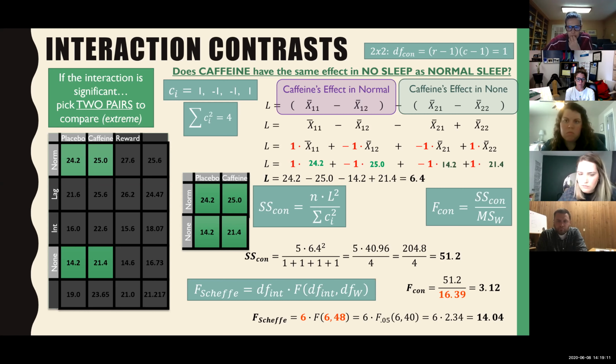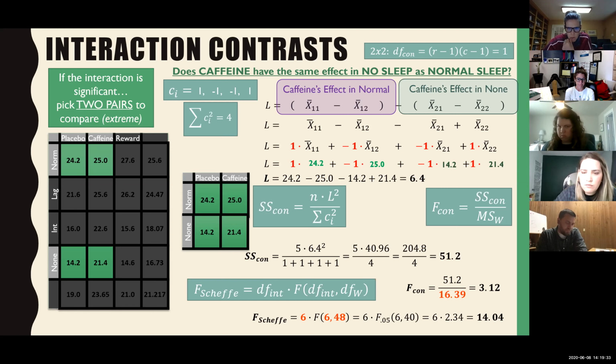No. So this is saying, even though when we subtract those, we say placebo made a tiny effect in the normal sleep and a substantial effect in the no sleep. It seems like that, but that's ignoring the sample size and the standard deviation. And when we put all the information together, we have no evidence of an interaction.